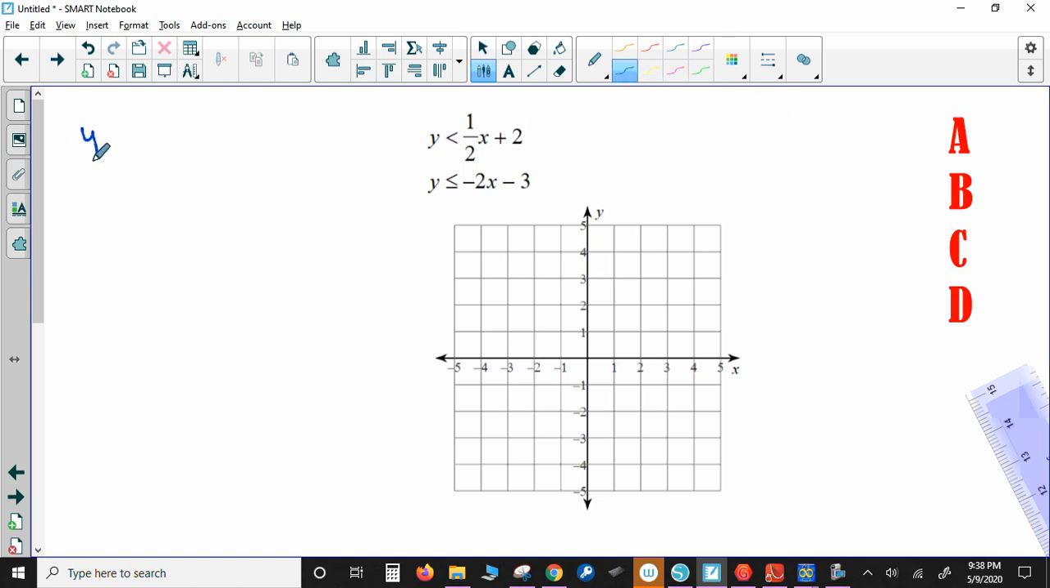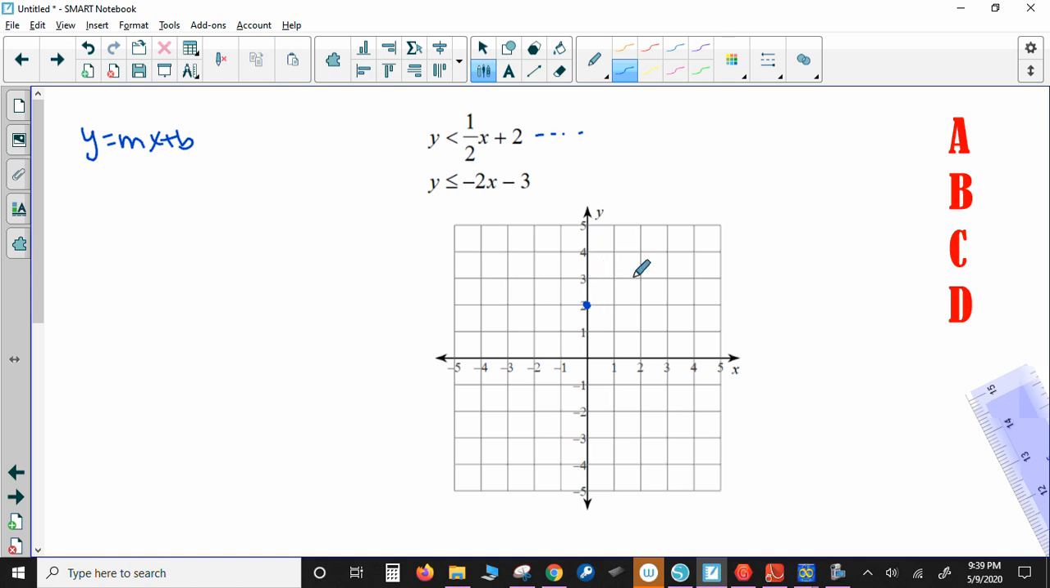Looking at this top one, I sort of have slope-intercept form, except instead of having an equal sign, I have a less than. Keep in mind, this is going to be a dashed line. Because it's in the same basic format, I can start out with my y-intercept at positive 2, and my slope is rise over run, 1 over 2.